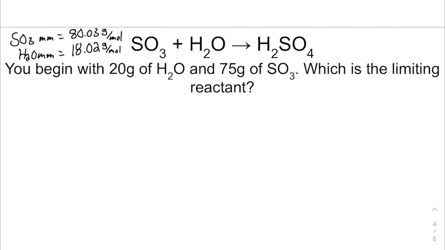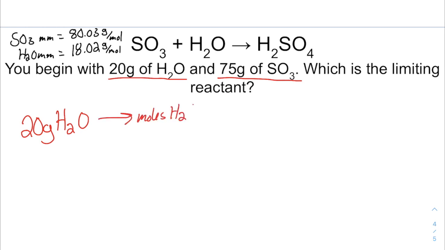Let's take a look at another limiting reactant example. This one, though, we're actually going to use grams, so starting with grams instead of moles. Our question here says, you begin with 20 grams of H2O and 75 grams of SO3, which is the limiting reactant? So I'm going to have you do some of this. First things first, you need to take 20 grams of H2O and determine the moles of H2SO4. And I give you the molar mass of H2O right up here.